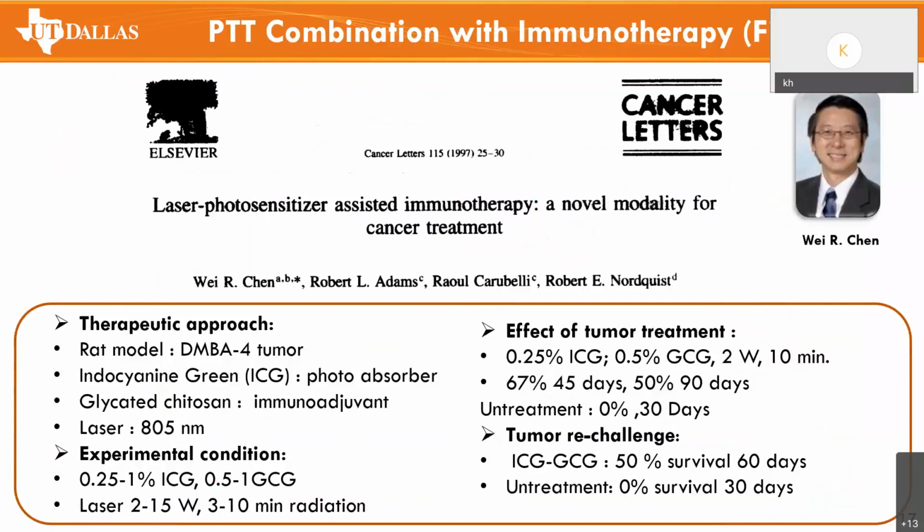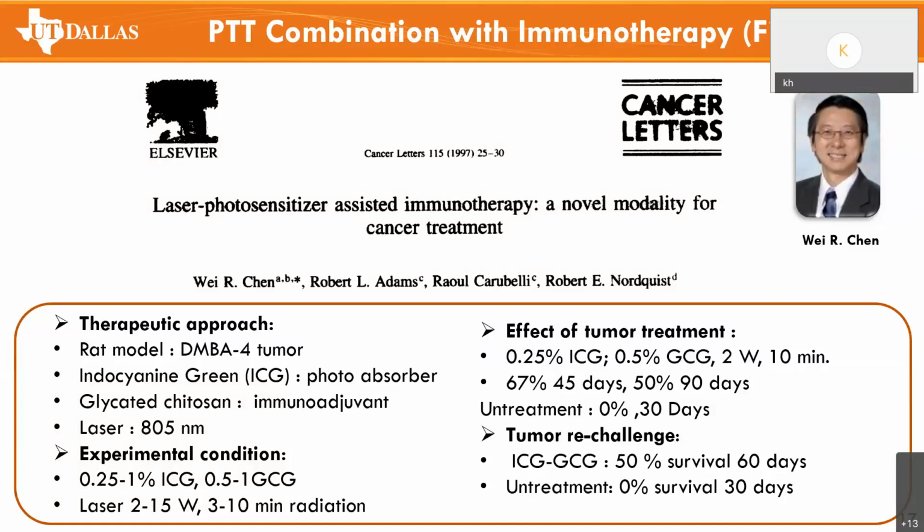Here's the first report of the combination of photothermal therapy with immunotherapy, done by Dr. Chen. Their approach consists of three components. They use an 805 nanometer diode laser, a photosensitizer, which was ICG, indocyanine green, and glycated chitosan gel as an immunoadjuvant and also as a carrier of ICG. Then they checked the anti-tumor effect of different combinations of this photoabsorber and immunoadjuvant on a rat model implanted with DMBA breast tumor after irradiating it with the laser.